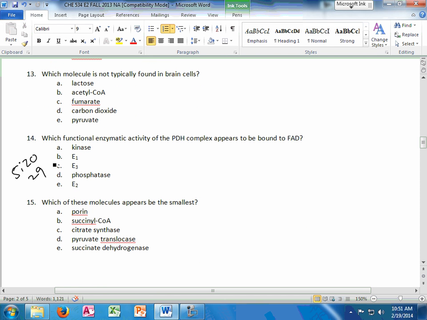Which molecule is not typically found in brain cells? Should be no lactose in the brain. Anything from glycolysis with the Krebs cycle should be, or will be found there as well. Lactose should be found either in your digestive system because you ate lactose, or lactating tissue.